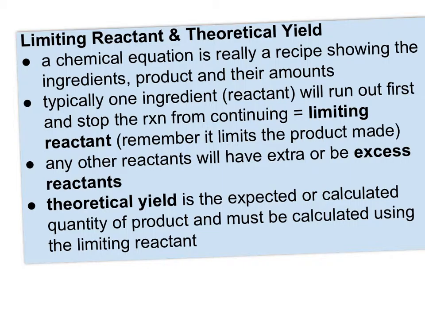Then, limiting reactant and theoretical yield. A chemical equation is really a recipe showing the ingredients, the products, and their amounts. And again, typically one ingredient will run out before the others, and it will stop the reaction from continuing. So that's the limiting reactant. It limits the product made. The other reactants then will have extra, or be called the excess reactants. So then your theoretical yield is the expected or calculated quantity of product, and it has to be based on the limiting reactant. You have to know what the limiting reactant is to be able to calculate the amount of product you can expect to get, or your theoretical yield.